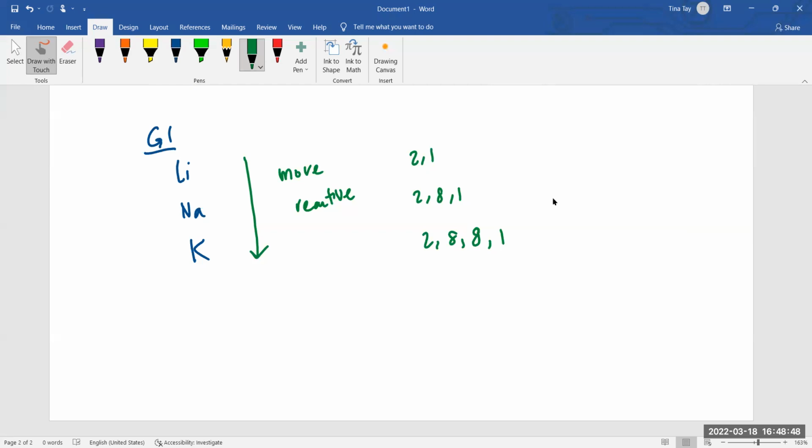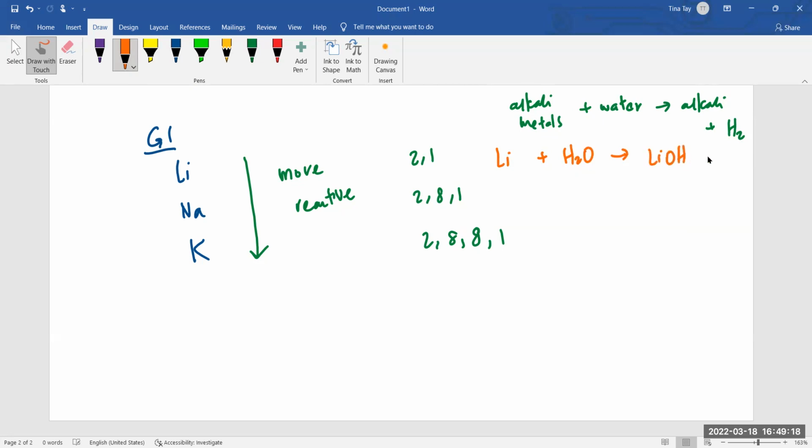Now, how does it react? All alkali metals dissolve in water to form an alkali and hydrogen gas. So for example, lithium plus water, you get lithium hydroxide, which is an alkali, and hydrogen gas. Please write down this equation, and write down the equation for sodium and potassium with water.